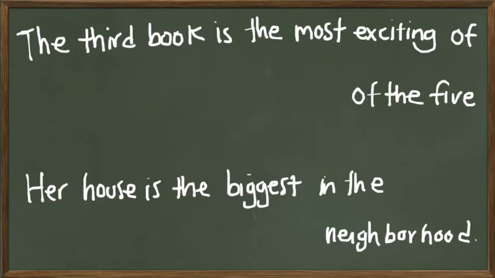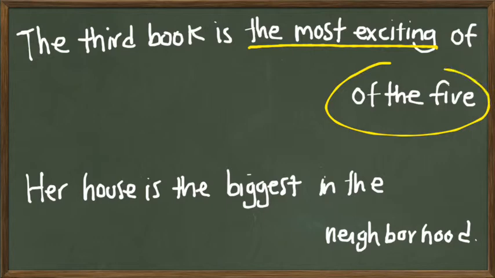Let's look at some examples here. We have, the third book is the most exciting of the five. Here we have our superlative form. The original adjective would be exciting, but we're mentioning that we have a group of five books, and this one, the third, is the most exciting one.